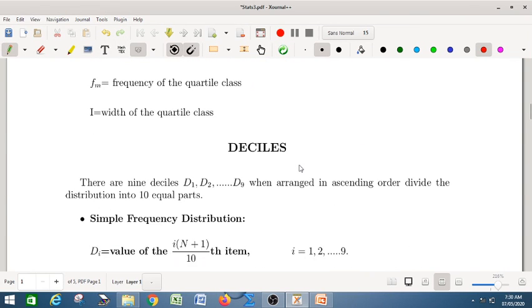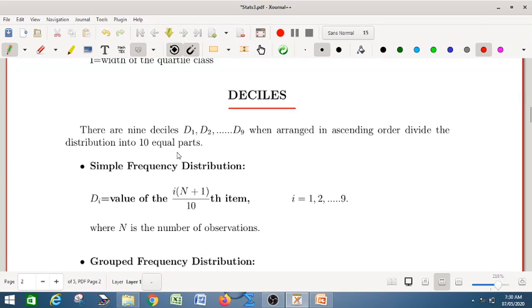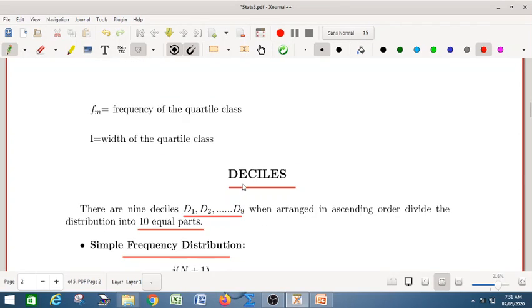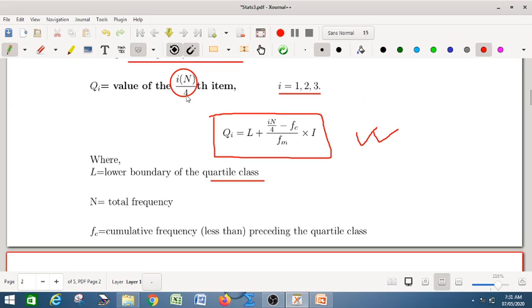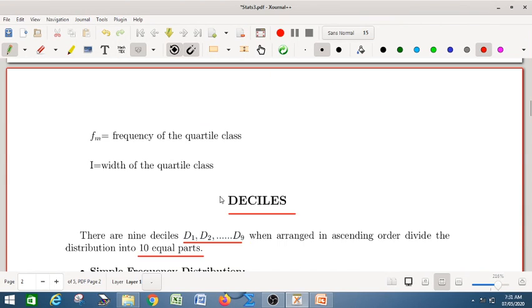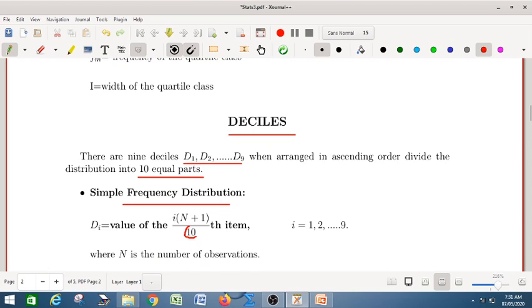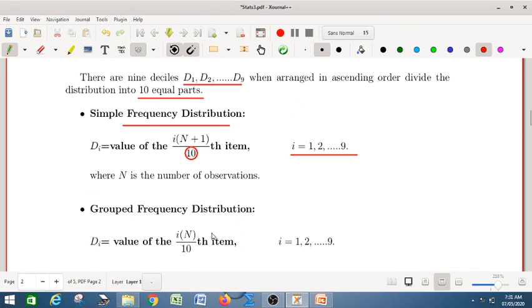Now come to the deciles. So there are 9 deciles and arranged in ascending order, they divide the distribution into 10 equal parts. So how will you calculate for simple frequency distribution? You look at that, the same thing, but here it was 4, because it divides the observations into 4 equal parts. Here this is 10 because it will divide the observations into 10 equal parts. So it will be i into (n plus 1) by 10. i equal to 1 to 9. There are 9 deciles. n is the number of observations.